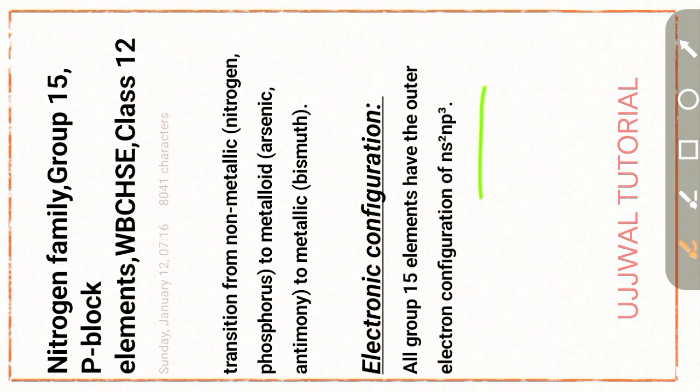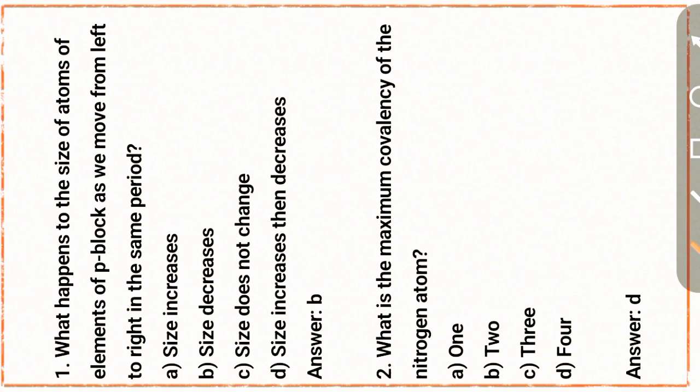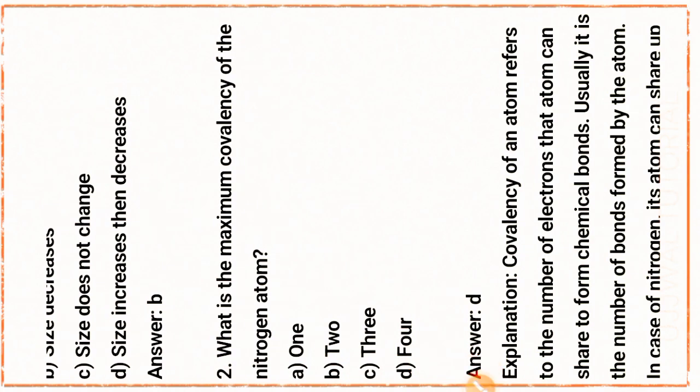ns²np³. My dear viewers, now we discuss very important MCQ question-answer types. Question number 1. What happens to the size of atoms of p block elements as we move from left to right in the same period? That is option B, size decreases. Next, question number 2. What is the maximum covalency of the nitrogen atom? That is option D, that is 4.